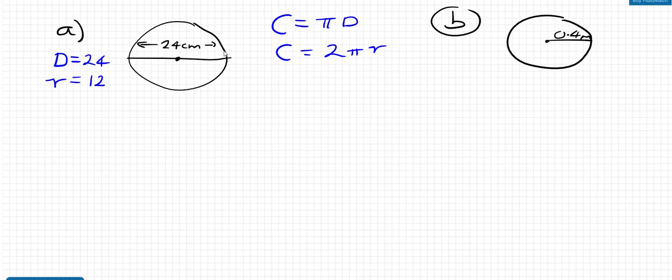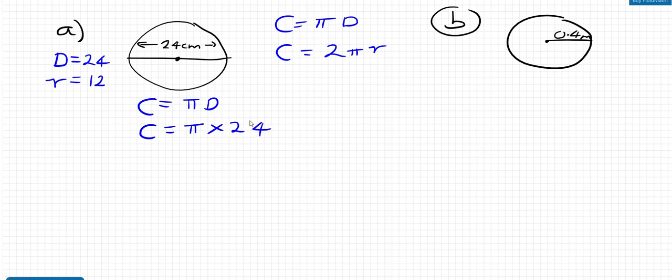So now, because the question says use the diameter, I'm going to use this formula here. If they didn't specify, you could use either one. So write the formula first as part of our working out. Circumference is equal to pi times d. So always show this formula in your working out or any formula you use. Circumference is equal to pi times, I know my diameter is 24, pi times 24.